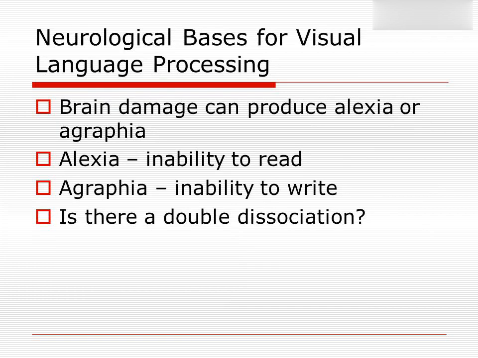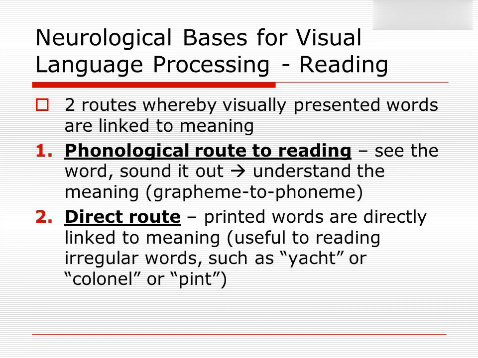Neurological basis for visual language processing. Brain damage can produce alexia or agraphia. Alexia is the inability to read. Agraphia is the inability to write. Is there a double dissociation? Neurological basis for visual language processing: reading.